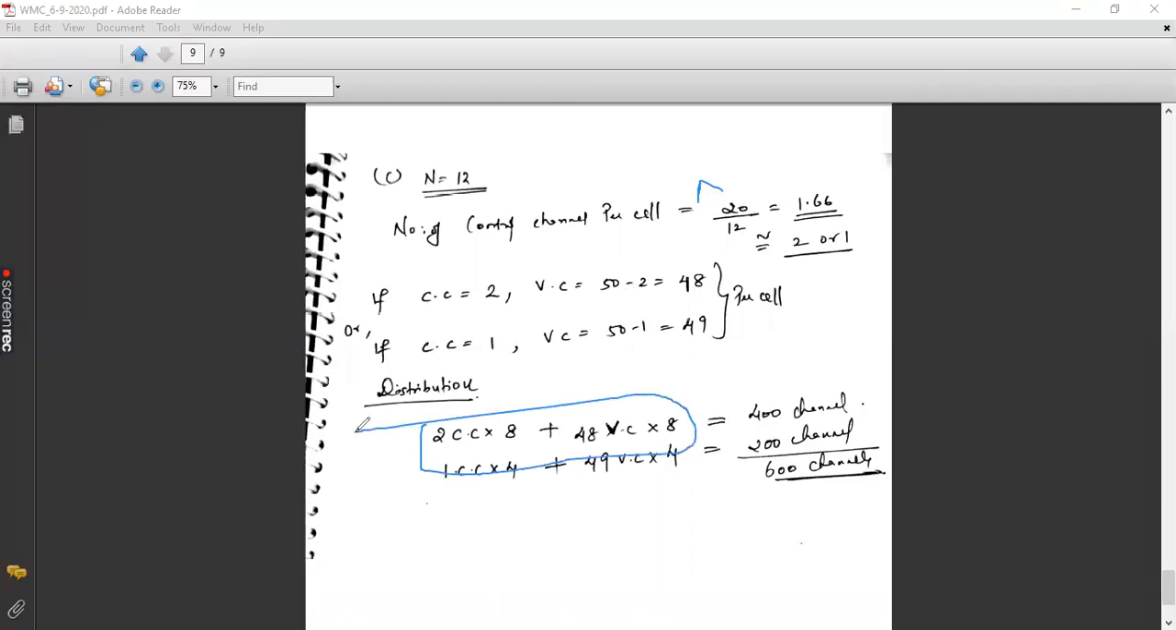Now the remaining cells are 4, because there are 12 cells. For the remaining cells we are going to assign the second combination. What is the second combination? One control channel for the 4 cells and the remaining 49 voice channels for the 4 cells. This combination will give you 200 channels, so when you sum this, you will get exactly 600. So the entire 600 channels have been used efficiently. This is how we assign the voice channels and control channels among the cells in the given cluster.